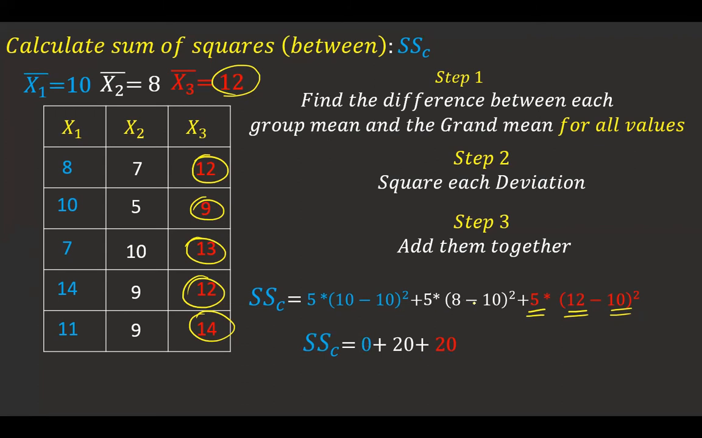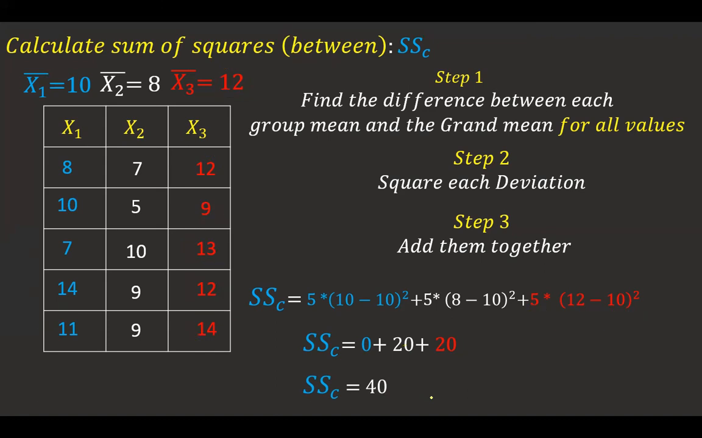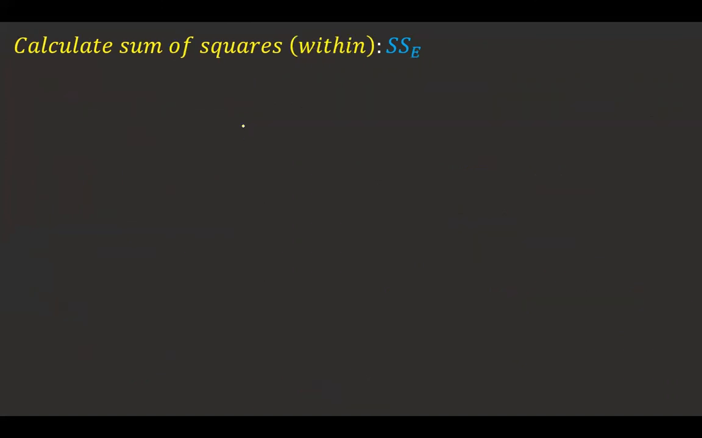Now here I'll be getting 2 square, so 4. Here also 2 square, 4. 4 into 5 will give you 20. So SSC will be 40. Why am I putting this 5? For 8, 10, 7, 14, 11, my group mean is 10 and the grand mean is also 10. For all these 5 numbers, the group mean is 8 and the grand mean is 10. For all it is equal, so it is 5. Similarly, for this also, 12 minus 10. That's what you have to remember first. Then we'll be moving on to calculate the sum of squares.